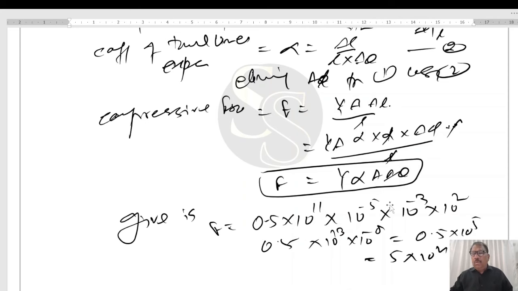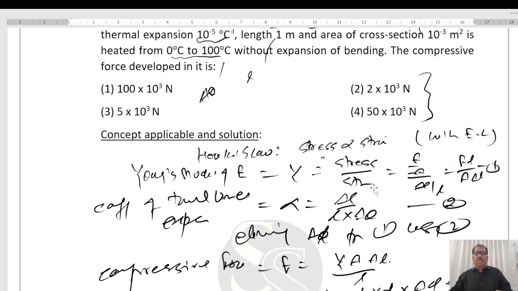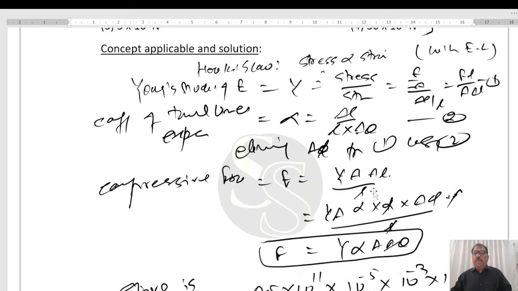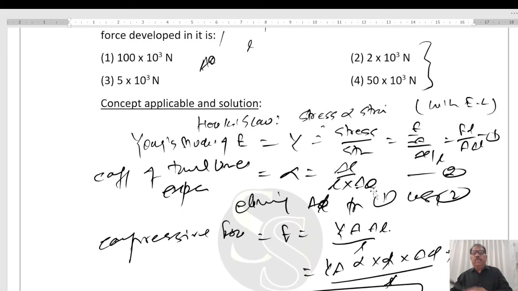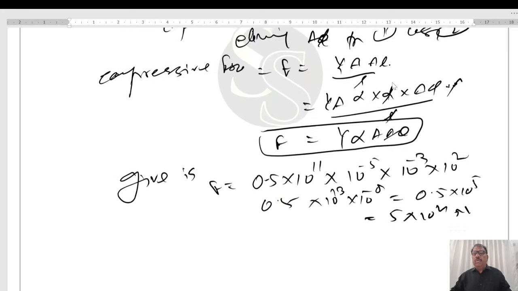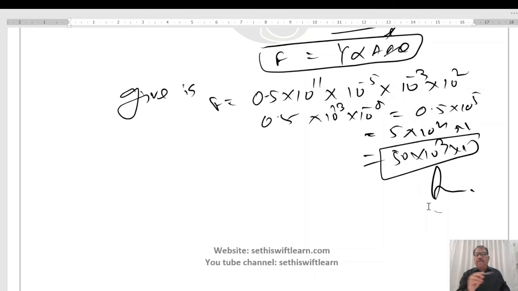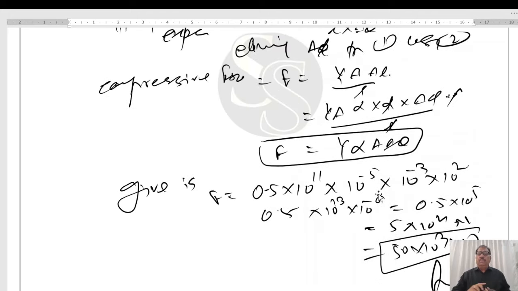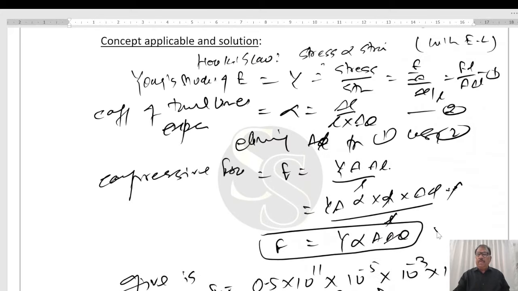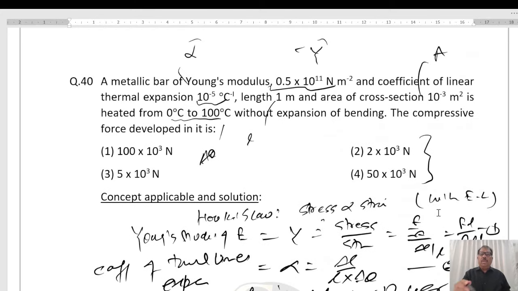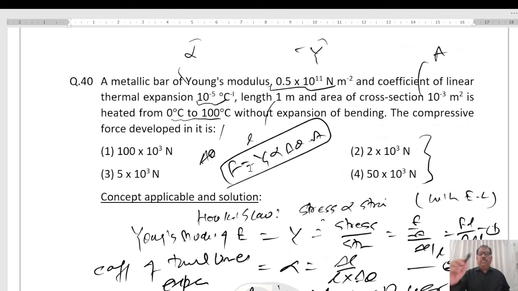Now I make the calculation here also because the answer is 5 into 10 raised to 4, so 5 into 10 to the power 4. इसको लिख सकते हैं 4th option. That is 50 into 10 to the power 3 Newton. That is the answer, right? Now, otherwise this is the direct formula applicable here. Everything is given to you. F equal to Y alpha delta theta into A. Every parameter is given, put in the formula, and you can get the answer.